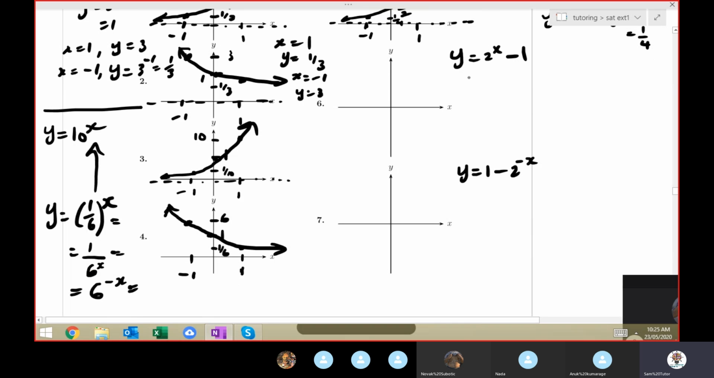Okay. Obviously, I've hinted enough for you guys to tell you what's happening here. Does someone want to take a guess of what should happen? 2 to the x, take away 1. Oh, it shifts down 1 unit. So what do you know? The asymptote's now at -1. Your asymptote now is at -1. I agree. Usually it was cutting at 1. Where would it cut now?